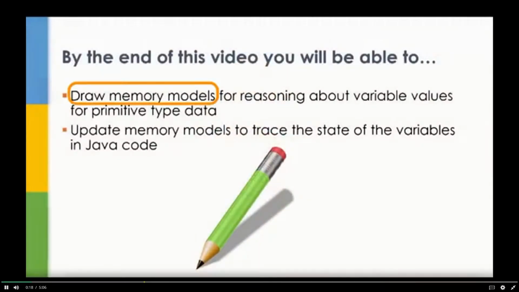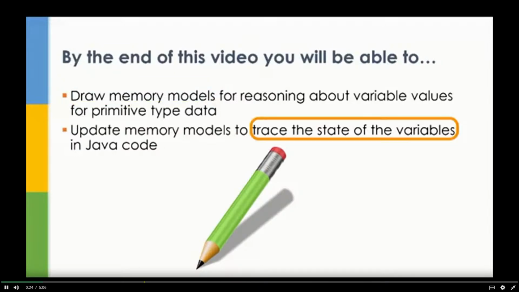Okay, so now that you've learned how to create classes and objects, in this video we're going to show you a really powerful way of reasoning about your code and about the variables in your code that's called drawing memory models. So by the end of this video, you'll be able to draw memory models for variables that contain primitive type data like ints and doubles and floats, and you'll be able to update those memory models to reason about the values of those variables in your code as your code runs.